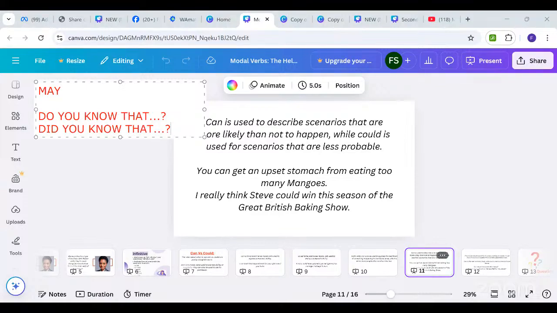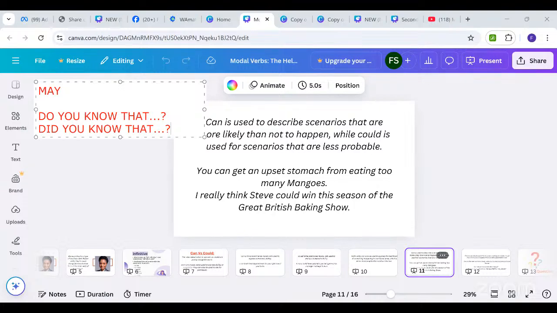May is more formal than can. May I be excused from the meeting, please? Instead of, can I be excused from the meeting, please? So may is used in more formal situations instead of can. Can is used mainly for possibilities. And then we get to the past form of both, might and could.